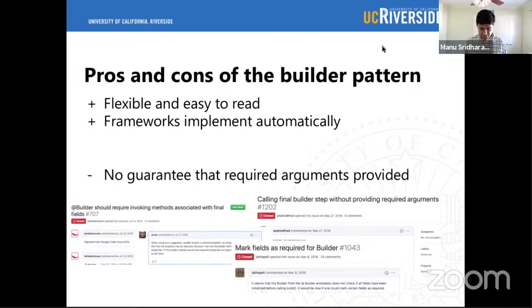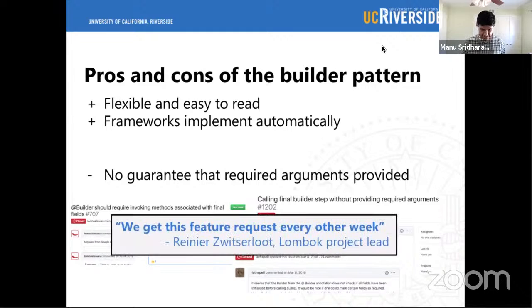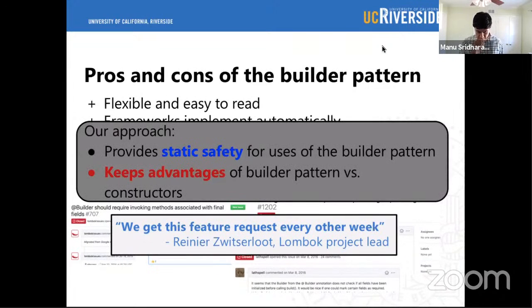You can see all these issues on the project Lombok GitHub related to this. In fact, the lead said that we get this feature request every other week, the feature request being detecting missing required property calls at compile time. And that's exactly what we do in our approach. So we've built a system that gives you static safety for uses of the builder pattern. And in fact, it's quite a bit more general than that, which I'll talk about in a few slides.